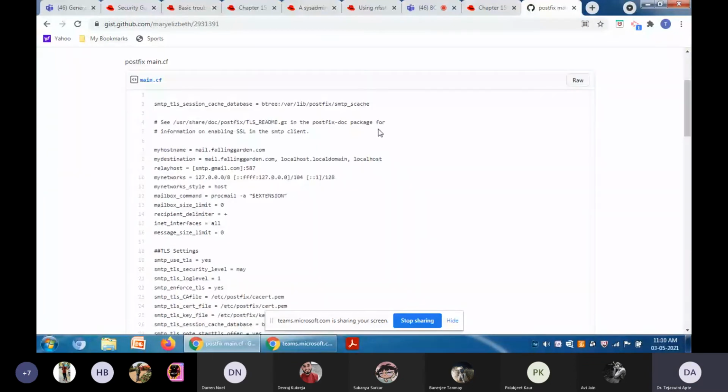So what this is saying is my host name. Now my host name means what is the host name for my system where the mail server is running? My destination means what is accessible to me. Please make sure about my destination, that means if I am working as a client, where I am supposed to reach through this particular mail.